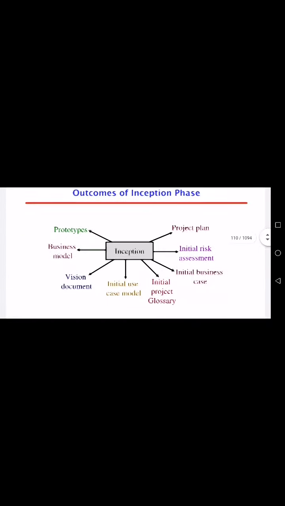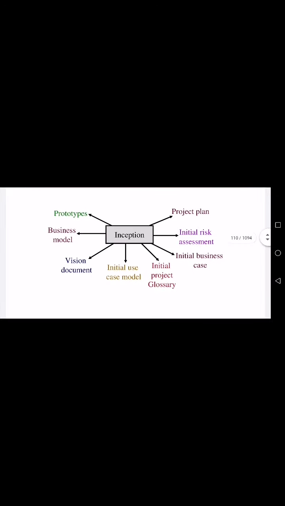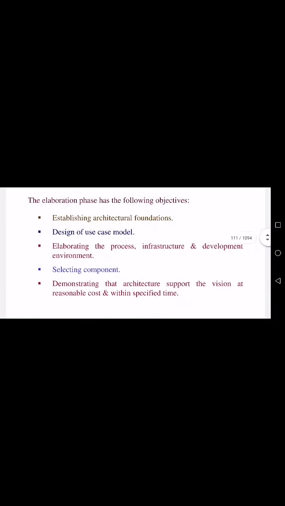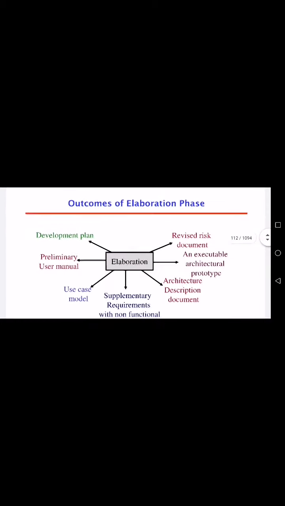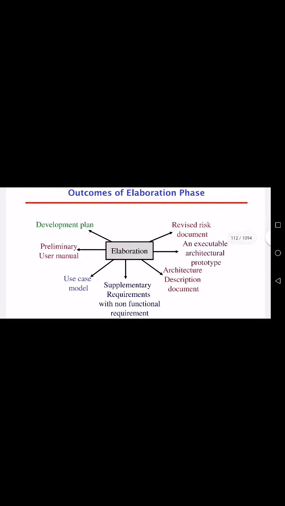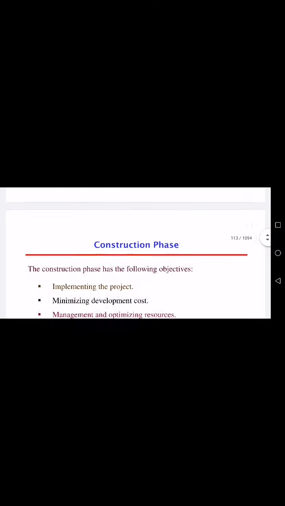If we look in detail, in the inception phase the project is planned, then the initial risk is assessed, then initial business cases are discussed, then the initial project glossary, then the initial use case model, then the vision document, then the business model, and then a prototype is selected, and we start the project from here. In the outcome of the elaboration phase, we get a revised risk document, showing how risk is minimized and reduced, and an executable architectural prototype, and finally our development plan, and then we go to the construction phase.